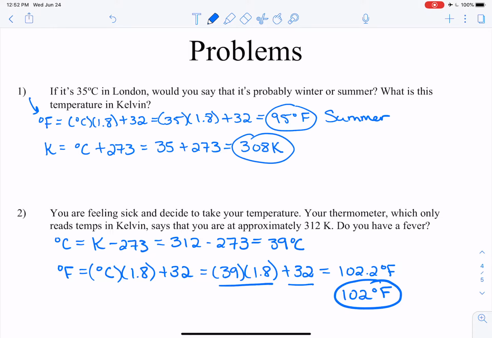And we haven't completely answered the question yet, because the part of the question that we haven't answered is, do you have a fever? So if we're supposed to be at 98.6 degrees Fahrenheit and the thermometer is reading 102 degrees Fahrenheit, do we have a fever? Yes, you're going to need to take some Tylenol there.